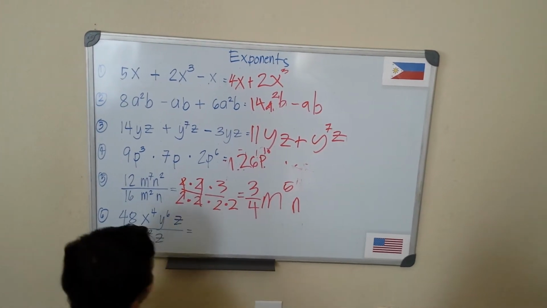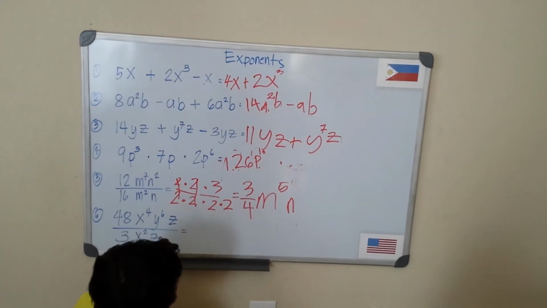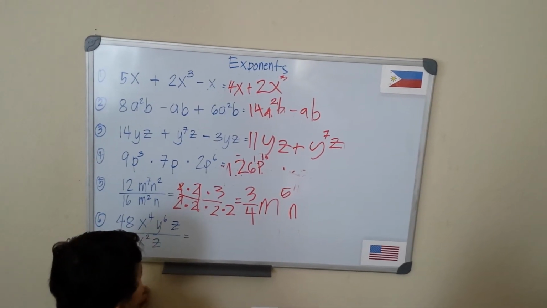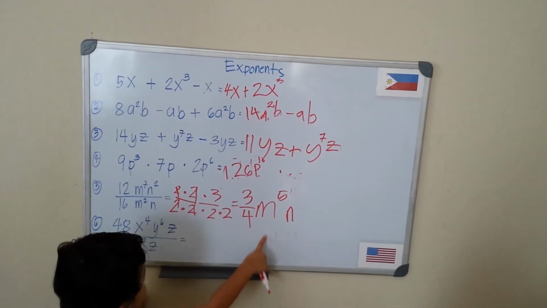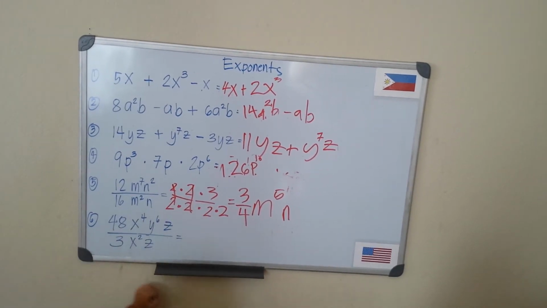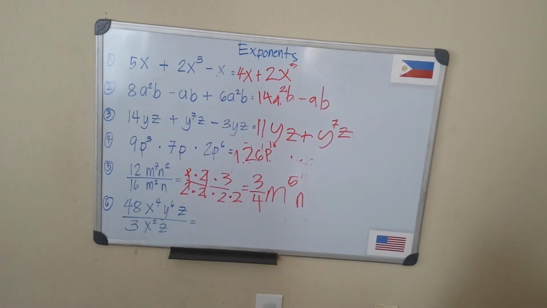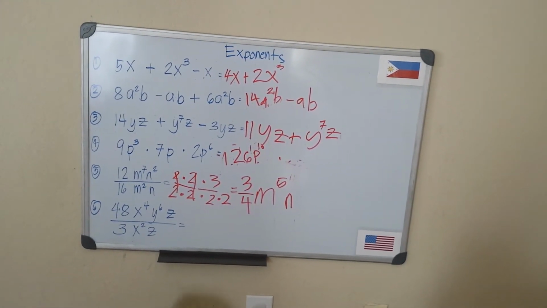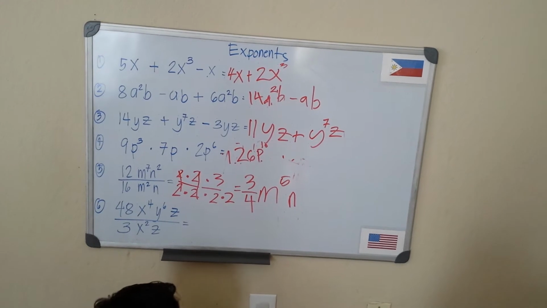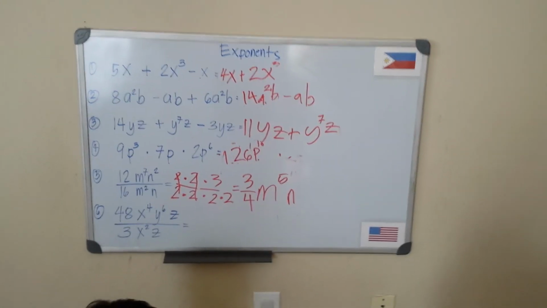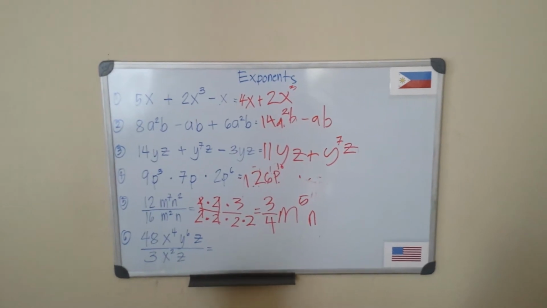Now this is my final answer. 3 over 4, M raised to the 5th power, N. No. 3 over 4, M raised to the 3rd power, and N raised to the 1st power. But with N, raised to the invisible 1st power. So that's my final answer.